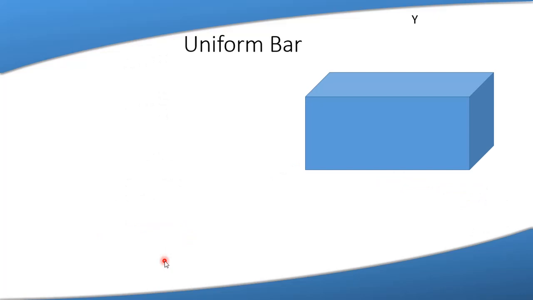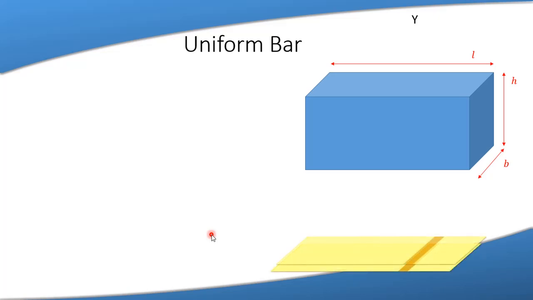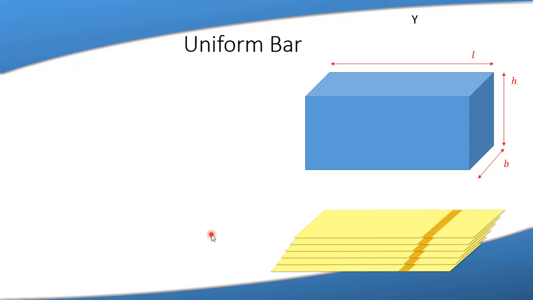Now let us find the moment of inertia of a uniform rectangular bar. Let this uniform rectangular bar have a length L, a breadth B and a height H. A uniform rectangular bar can be considered as a number of rectangular laminas stacked together in a similar fashion.